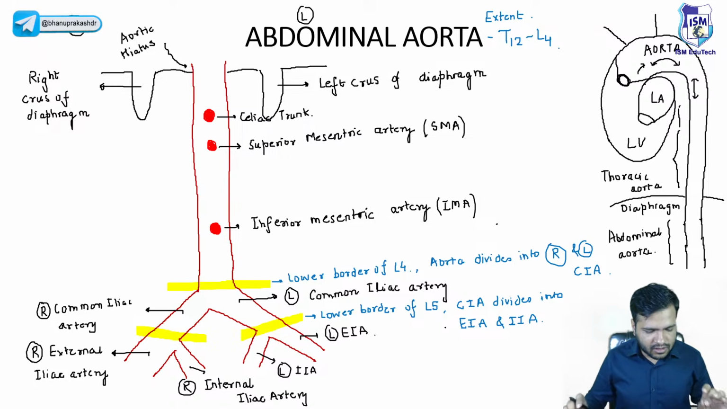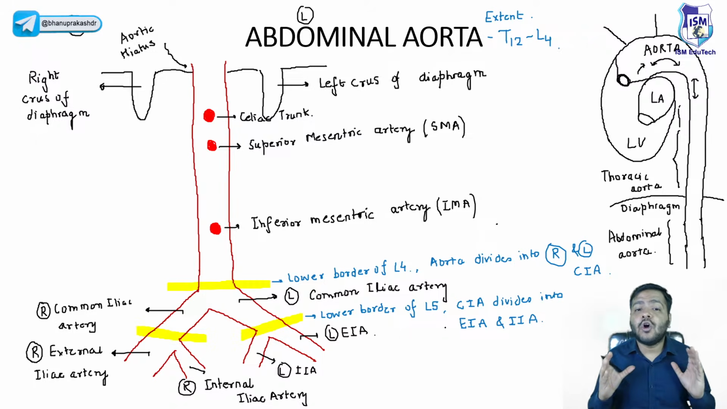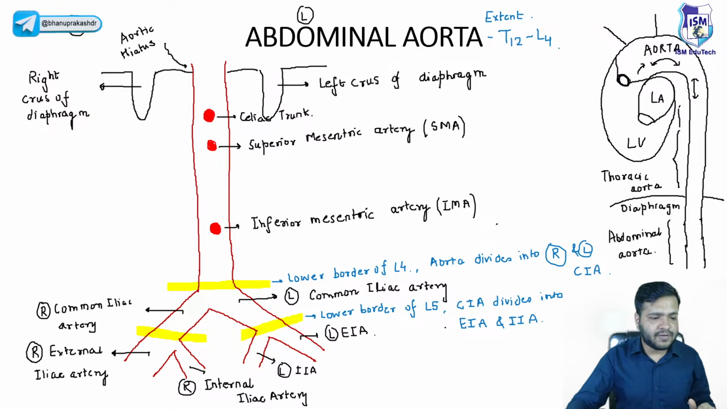Now coming on to the other branches. Now when we say the lateral abdominal wall branches, we have 5 lateral abdominal wall branches.